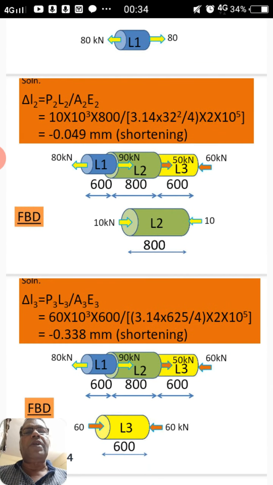In the second section, ΔL2 = P2 L2 / (A2 E2), we have the force 10 kN compressive, so it is 10 × 10³ × 800, the length, divided by π, 3.14 × 32², divided by 4, that is πd²/4, multiplied by E2, 2 × 10⁵, and by calculation we get minus 0.049 millimeter. It is shortening because of the compressive force.